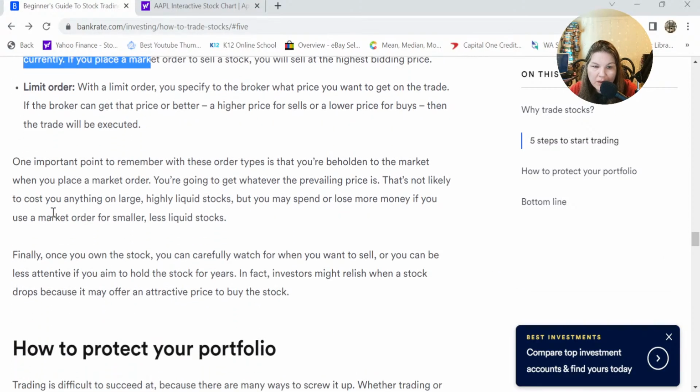Simple. So one important point to remember with these order types is that you're beholden to the market when you place a market order. You're going to get whatever the prevailing price is. That's not likely to cost you anything on large, highly liquid stocks.